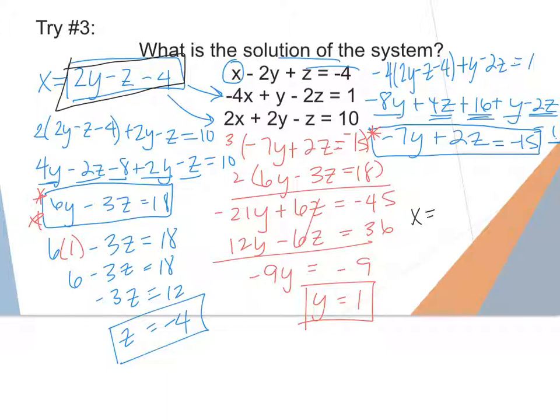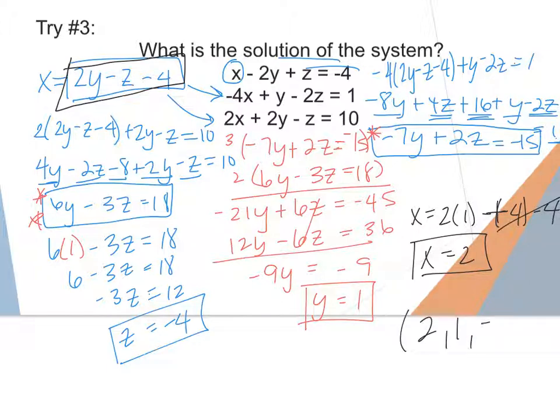So x will equal 2 times my y, which is 1, minus a -4, because that's my z, and then minus an additional 4. Remember, this double negative will turn to a positive, and +4, -4 at the end will go away. So x must equal 2. So our final answer is going to be 2, 1, -4.